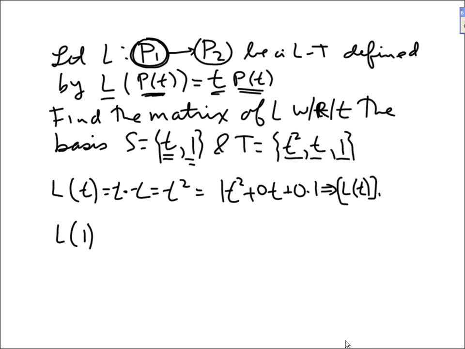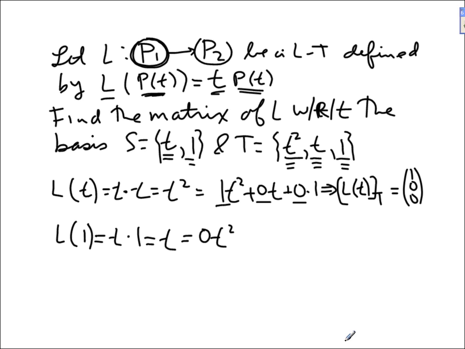which implies that L of T, the coordinates with respect to the basis T, is 1, 0, 0. And L of 1, well, L of anything is the anything times T, which is T. Well, T is no T squared, plus 1T plus 0 1's. 0, 1, 0. This implies that the coordinates of L of 1 with respect to T is 0, 1, 0.